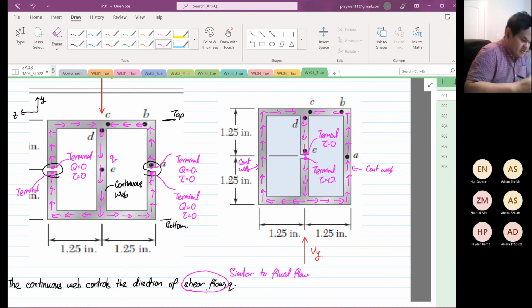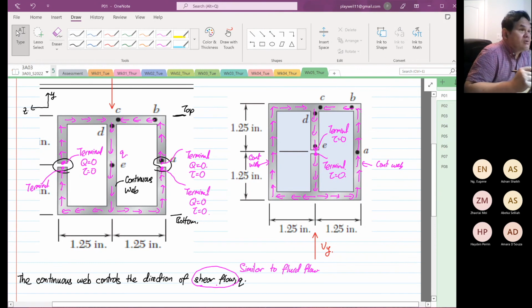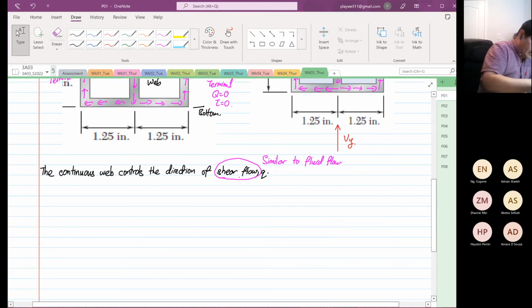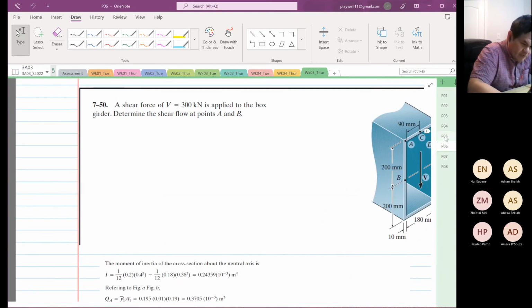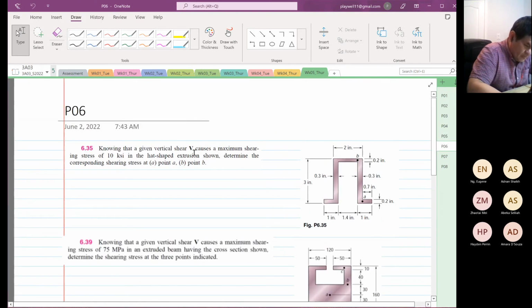Any questions? Is this clear? Okay, I don't hear anything. So we are going to go into example number 1. The example is available on Avenue to Learn, so you can get into Avenue to download this example.